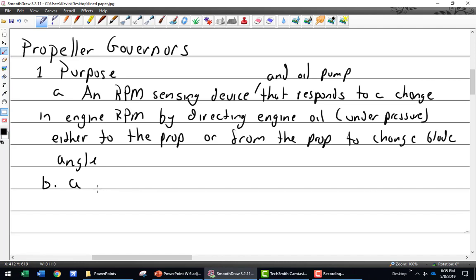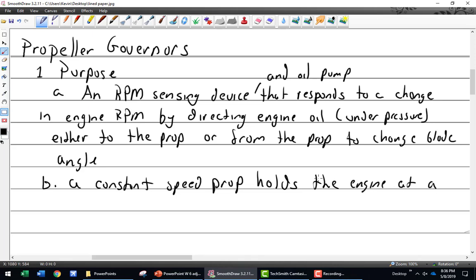Let's see, where am I? B, a constant speed propeller. A constant speed prop holds the engine at a constant RPM by varying the propeller pitch.